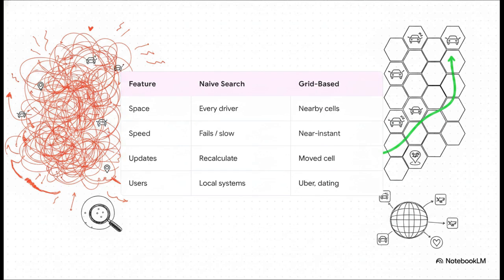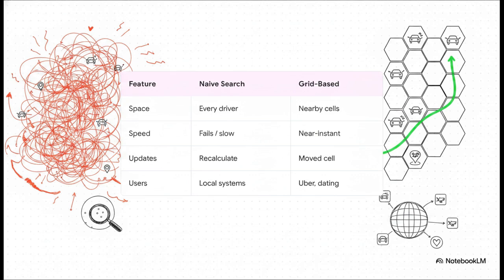When you step back and look at the big picture, the contrast is incredibly stark. Under naive search, your search space is every single driver in the entire system. Under grid-based indexing, it's just the drivers in a few nearby cells. The speed of naive search at scale fails entirely. It's far too slow and requires way too much computing power. But grid-based indexing is near instant, even when you scale it globally.